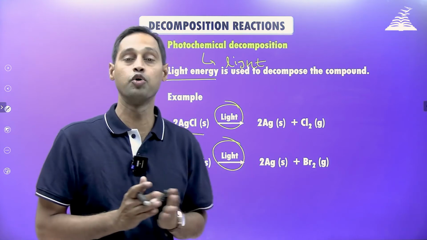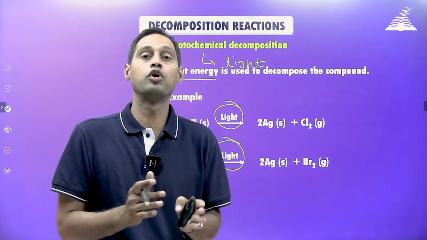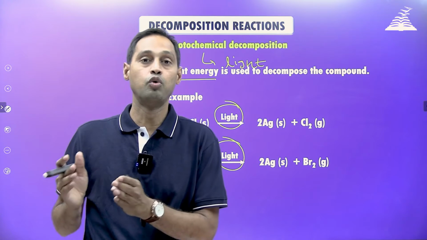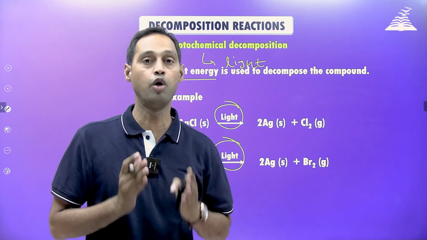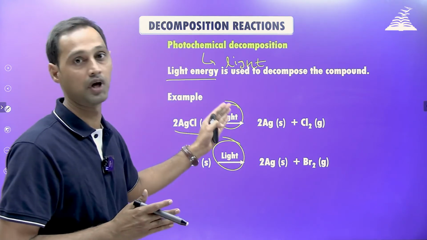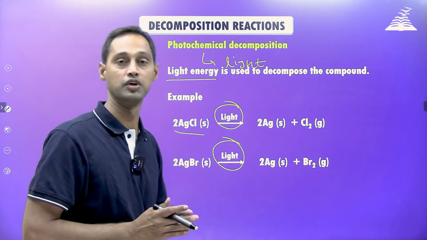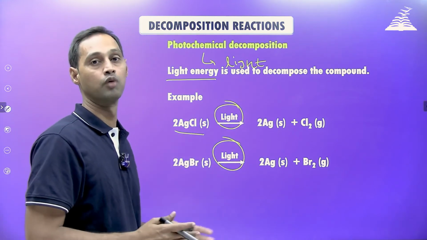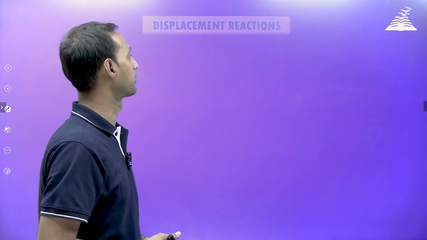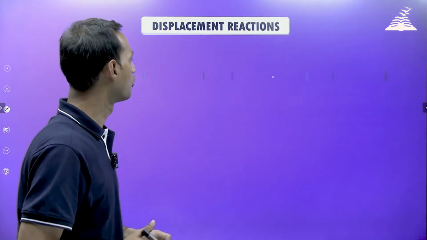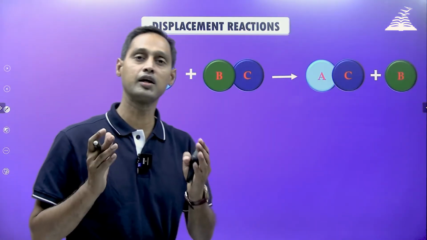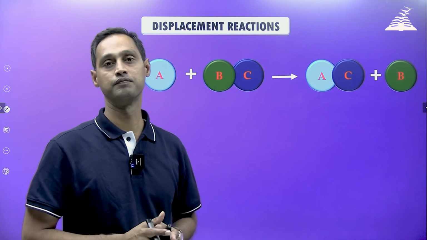What happens in decomposition reaction? One compound breaks down into two or more simpler substances. Right? I hope you understand what is decomposition reaction and what are the different types of decomposition reactions. And now we are moving to other type of reaction, which is displacement reaction. Right? So what is displacement reaction? What exactly happens in a displacement reaction?